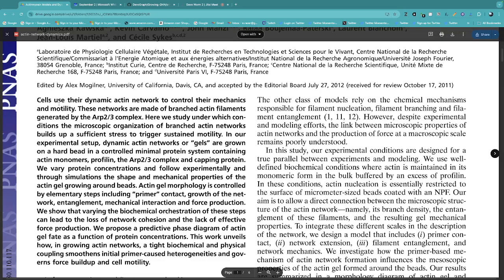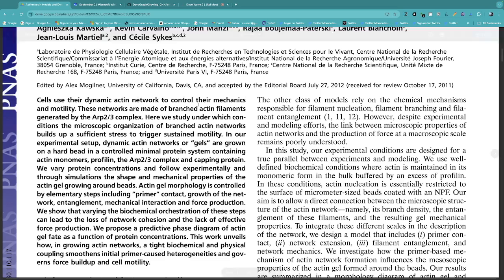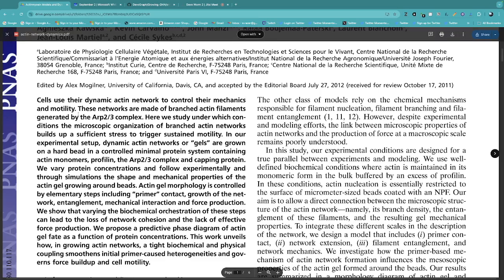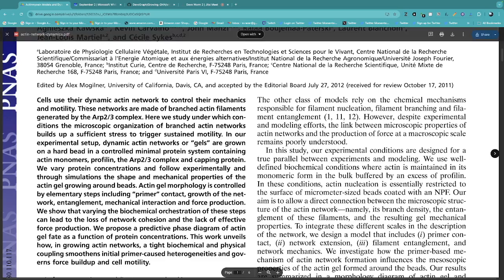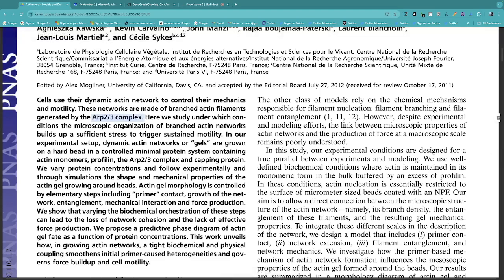So the abstract reads, cells use their dynamic actin network to control their mechanics and motility. This is where the network is interconnected actin filaments, and they're using this to control their mechanics. Basically the actin network will contract and expand, and it will move the cell, so the cell can move around. Of course, the cell will use this to migrate, to change its shape, and so forth. These networks are made of branched actin filaments generated by the ARP2/3 complex. This is a molecular complex that makes up this branched actin filament network.